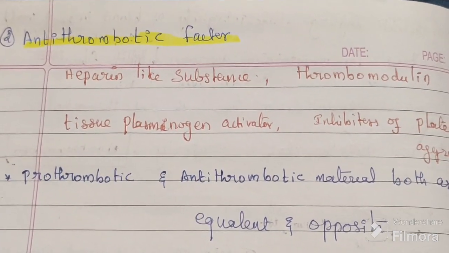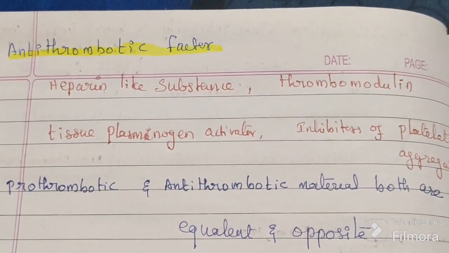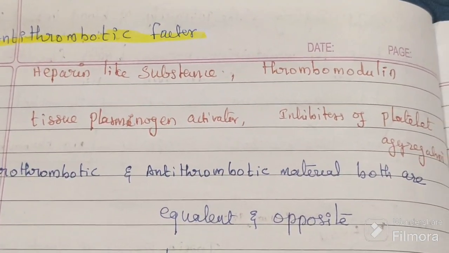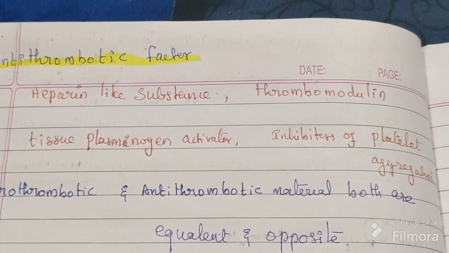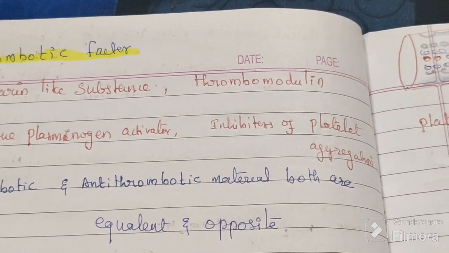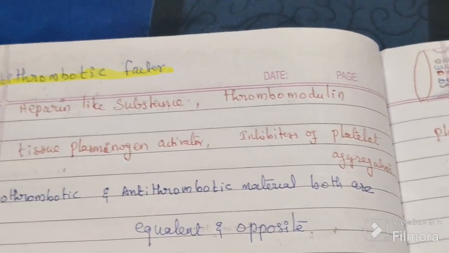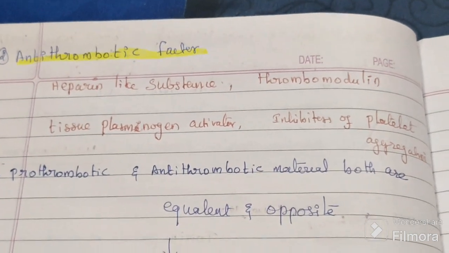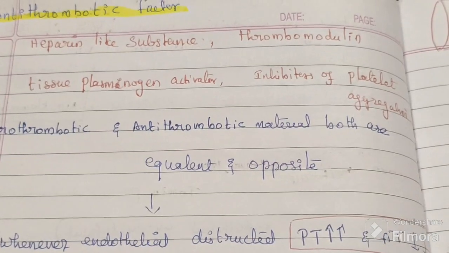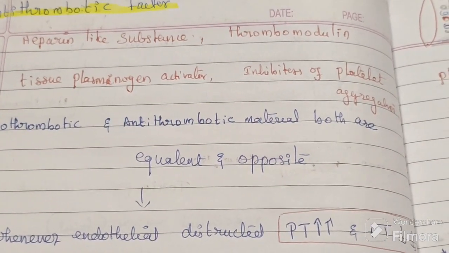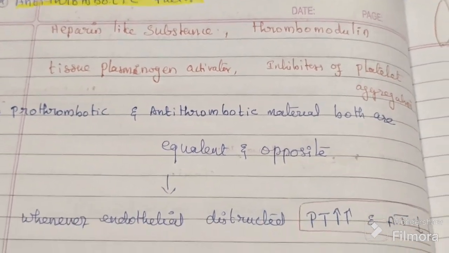Another type of material, antithrombotic factor. Antithrombotic factors: heparin-like substances, thrombomodulin, tissue plasminogen activator, then inhibitor of platelet aggregation. Okay, so always the prothrombotic factor is equal and opposite to the antithrombotic factor. Both are equal and opposite.